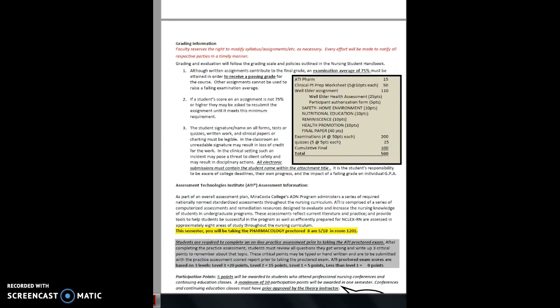Here's the grading information. During this semester, you will be doing a pharmacology examination for ATI that's worth 15 points. Your clinical prep worksheets that you do in clinical, they're worth 10 points each, and a total of 50. And your clinical instructors will discuss with you as to how to submit those. There is one big assignment. It's called the Well Elder or the Super Senior assignment. It's worth 110 points.